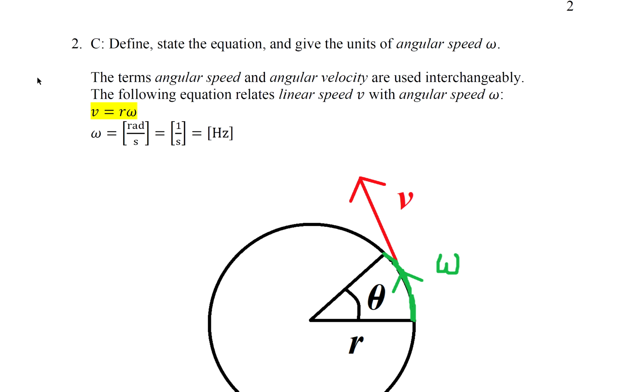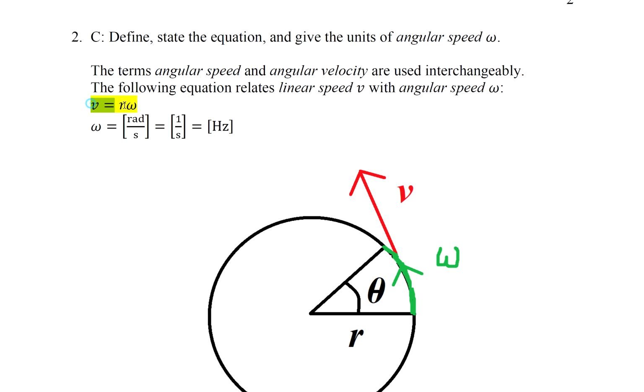Question 2. Define, state the equation, and give the units of angular speed omega. The terms angular speed and angular velocity are used interchangeably. The following equation relates linear speed, v, with angular speed omega. V equals r omega. So v on the left-hand side is linear motion, omega on the right-hand side is angular motion.